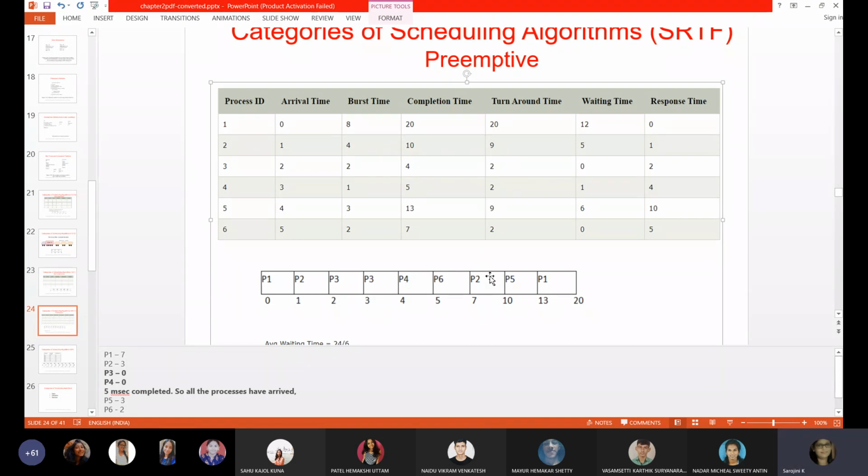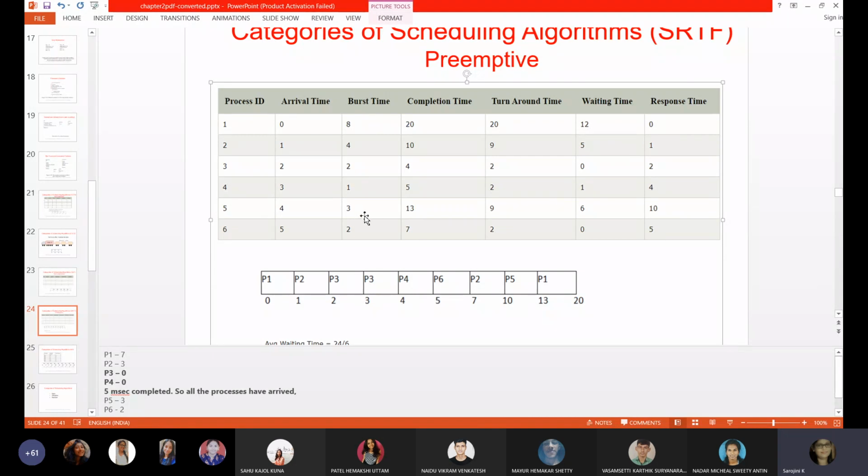Of course, we need not stop and compare at each and every millisecond, because now all the processes have arrived. P2 has 3 milliseconds remaining. So at 7 milliseconds it will start and at the 10th millisecond it will complete its execution. So P2 also moves out; it will not be in the ready queue. Now we have 2 processes, P5 and P1.